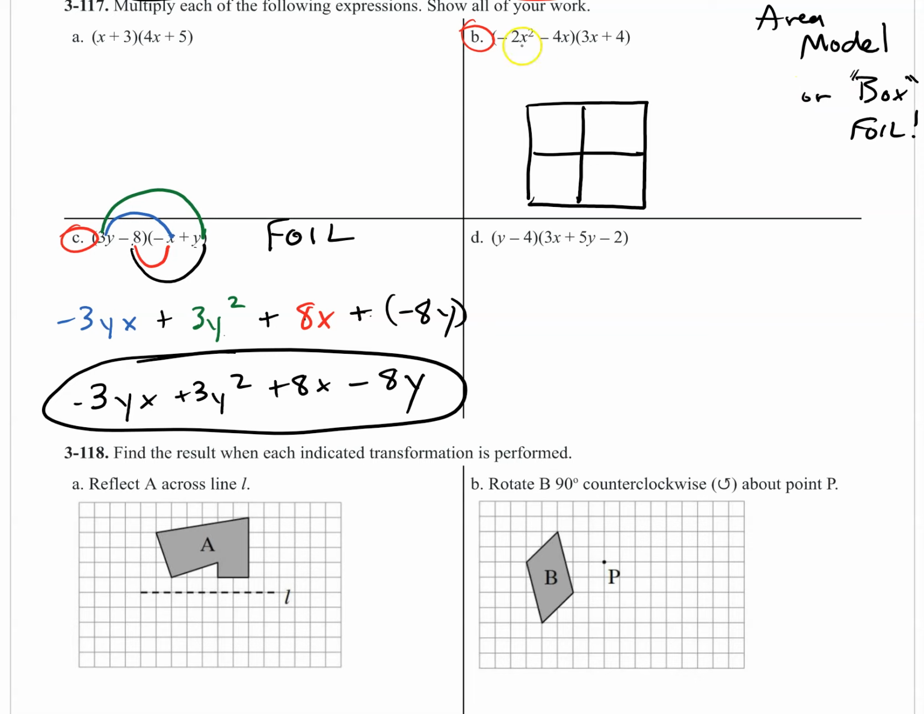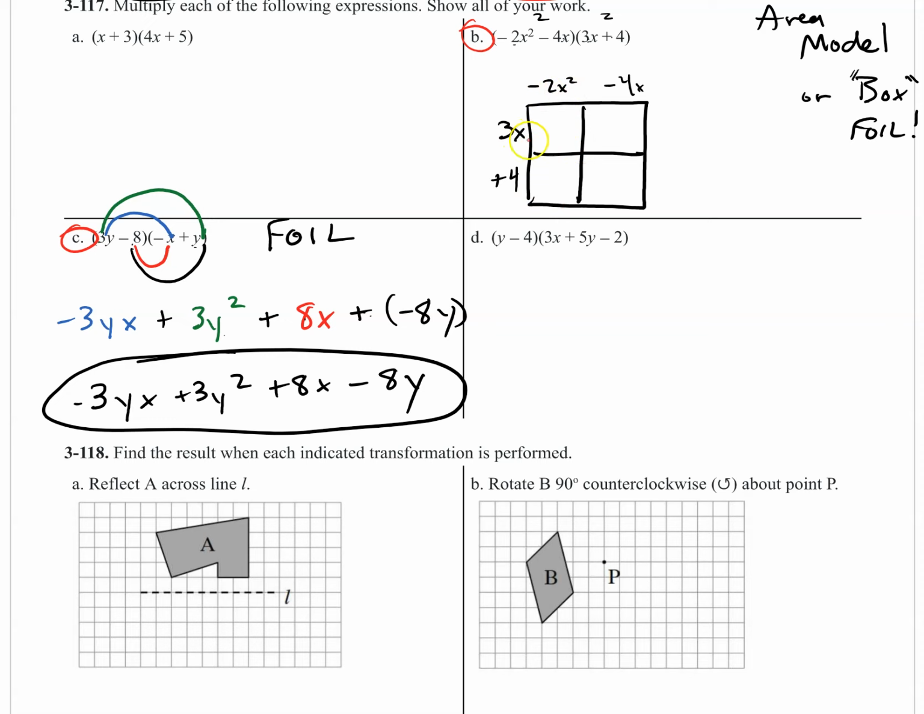Okay, so this first little expression in parentheses has 2 terms, and then this one also has 2 terms. So we need to draw a box that's 2 by 2. On the top of the box, I can put negative 2x squared minus 4x. That's my first side. Then on this side of the box, I've got 3x plus 4. And it's like a multiplication grid. So we fill it in by multiplying.